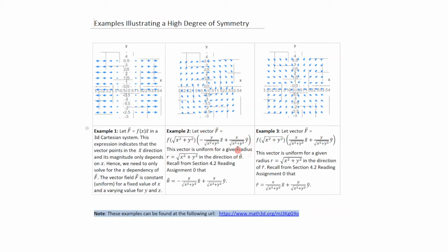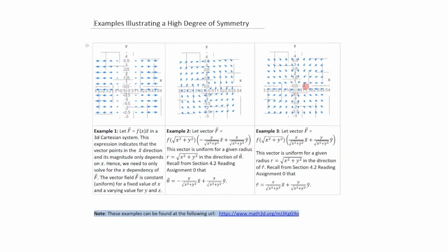And so this would be representing the theta hat direction. Here I've shown it in Cartesian, but we'll actually be solving this problem as if it was a problem in cylindrical coordinates. Recall from section 4.2, reading assignment 0, that theta hat is this. You can either write it explicitly as theta hat right off the bat, or you can write it in this form. But we are typically going to be working with theta hat.